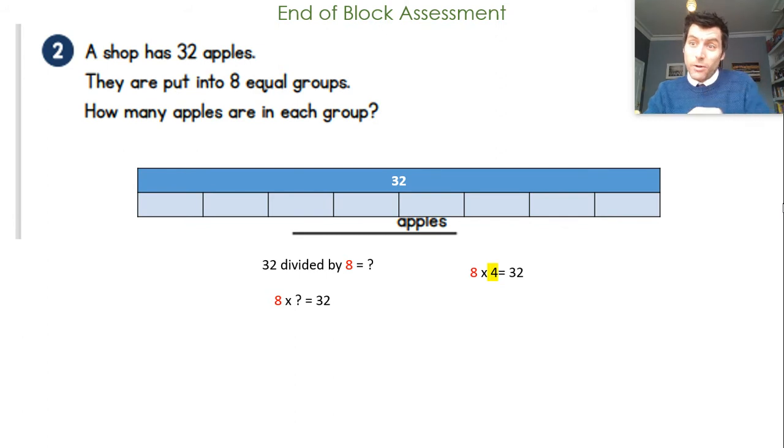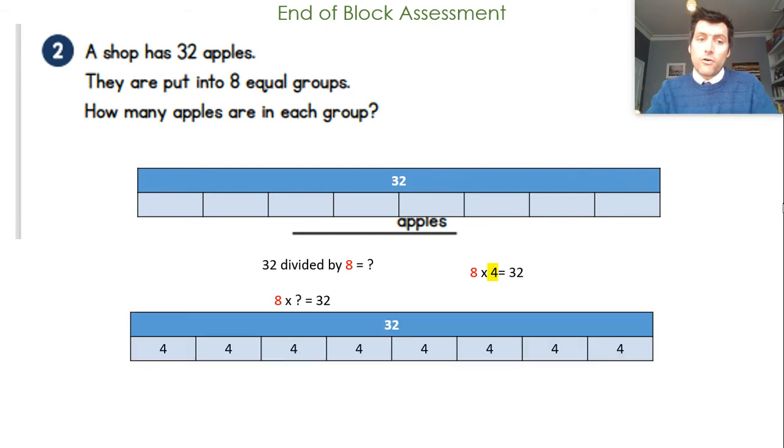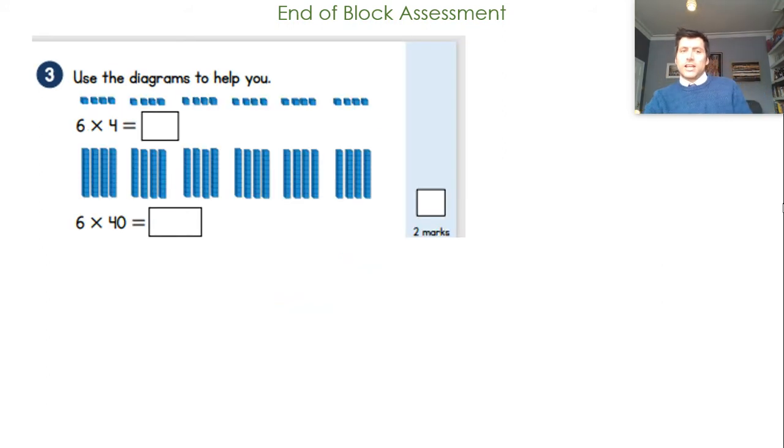Therefore, each of my 8 boxes should have 4 in. Therefore, I know that 32 apples shared into 8 equal groups would each have 4 in a group. Guys, great stuff. Now thinking about base 10, you've probably not got it at home unless you're really fortunate.